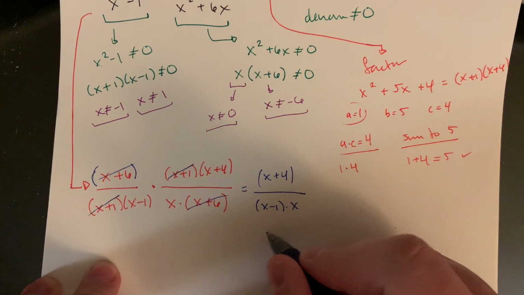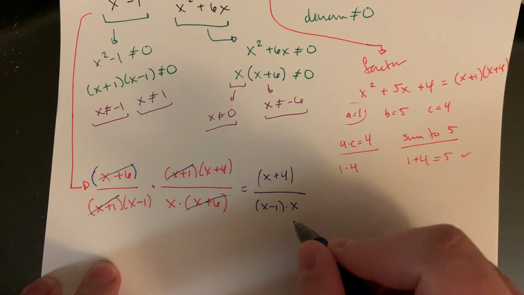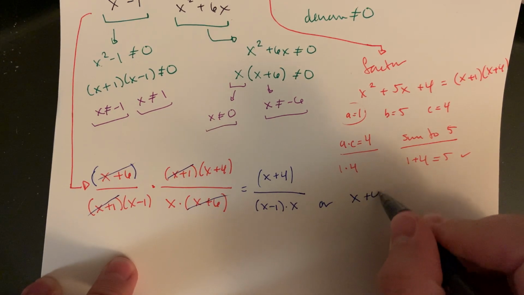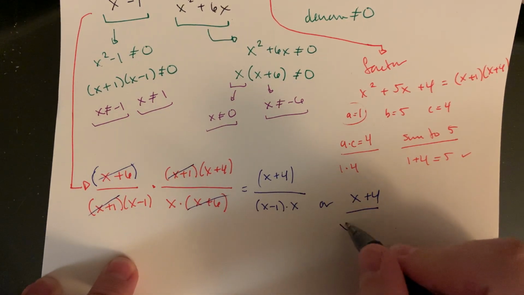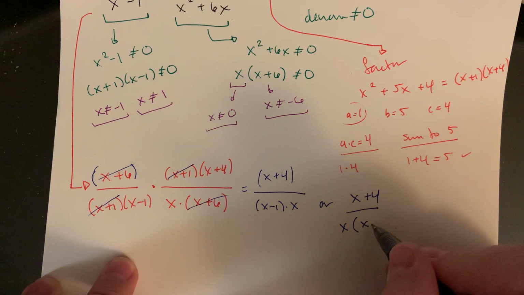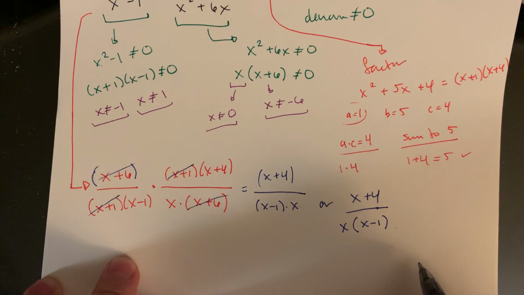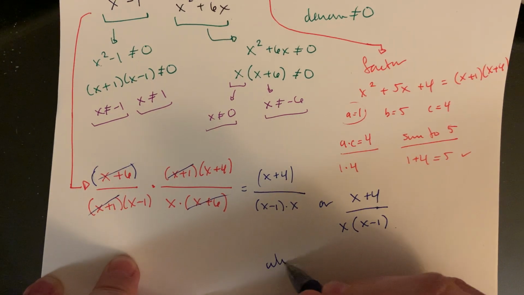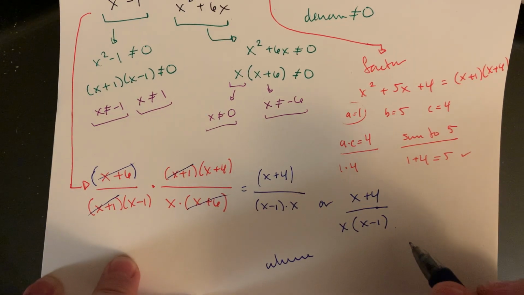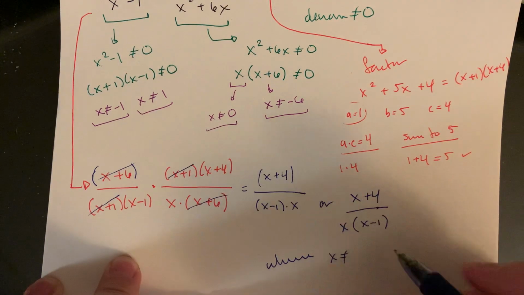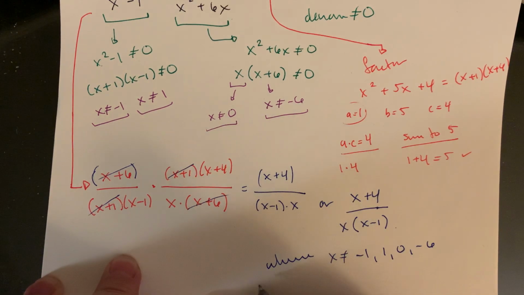The only thing I would say is sometimes you'll see this bottom one written flipped around. So x plus 4, and then if you have the single x, a lot of times you'll see that shifted in front. So x plus 4 over x times x minus 1. And that was where all of our restrictions came from: x is not allowed to be negative 1, positive 1, 0, or minus 6.